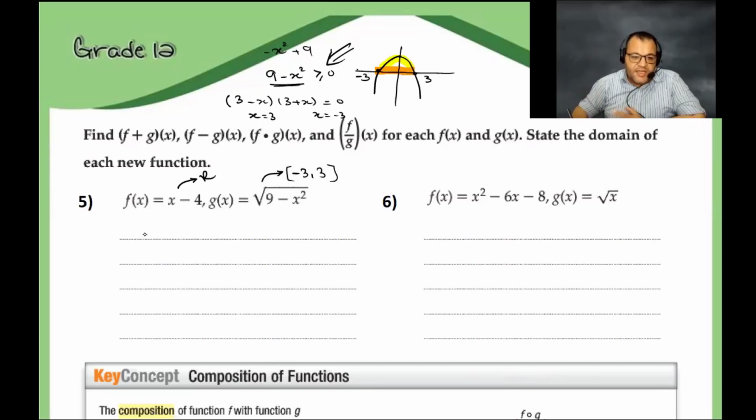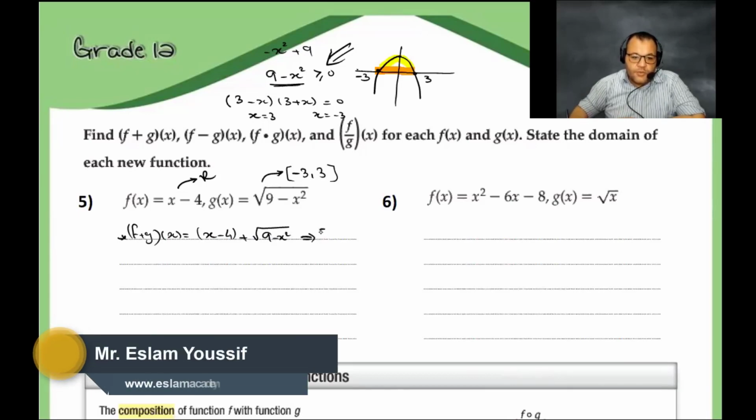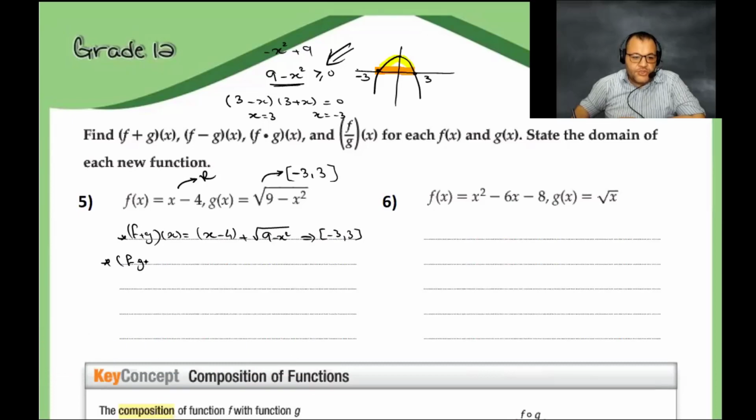So for adding, no problem, you just add. For the first one, f plus g of x will be x minus 4 plus the square root of 9 minus x to the power 2, and the domain will be the common domain. So the domain now would be negative 3 and 3. The second one, number 2, f minus g of x.